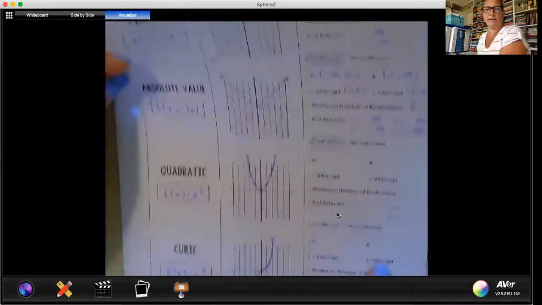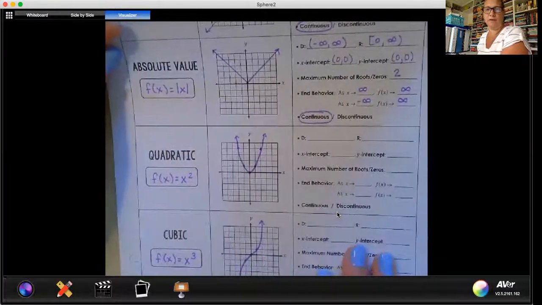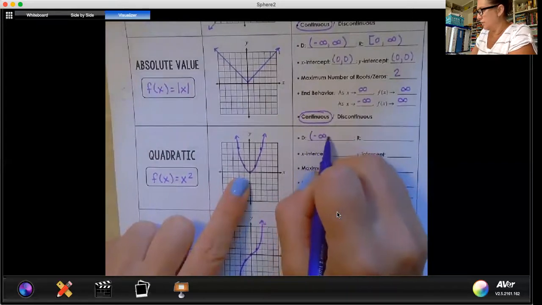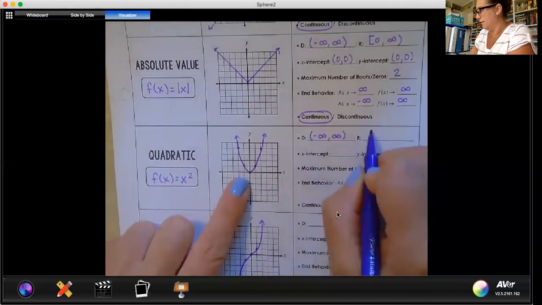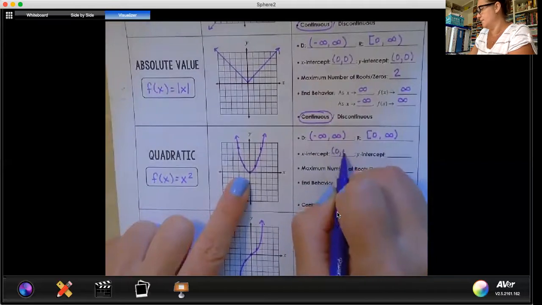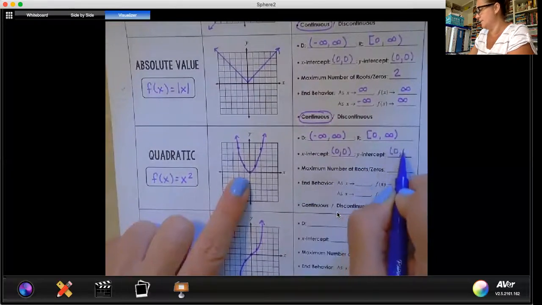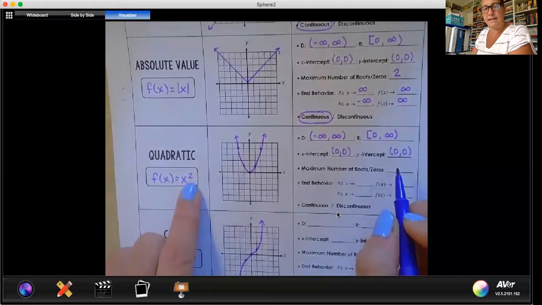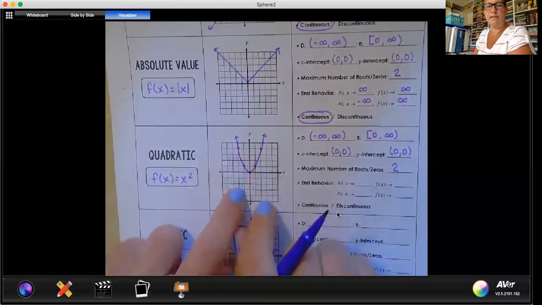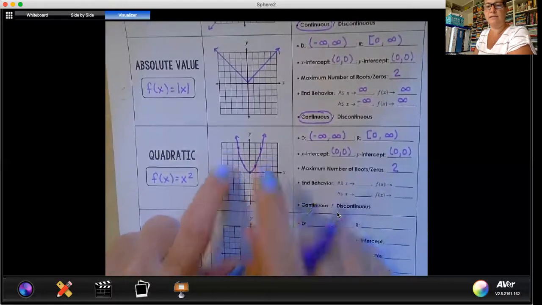Quadratic, f of x equals x squared is the graph of your parabola. No restriction on your domain. Your range is a bottom up, so 0 to infinity. Your x-intercept and y-intercept are 0, 0. Highest exponent is 2. Maximum number of zeros is 2. Again, if you were to shift this down, it would cross the x-axis in 2 places.